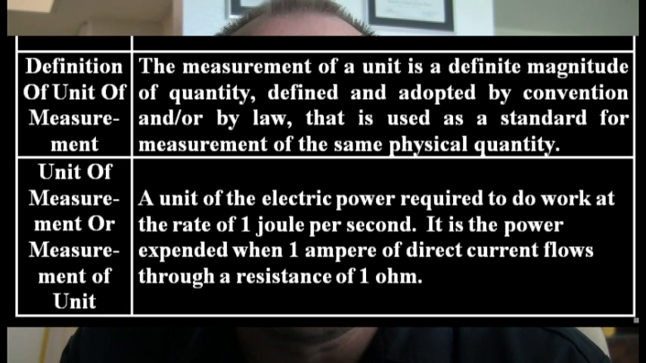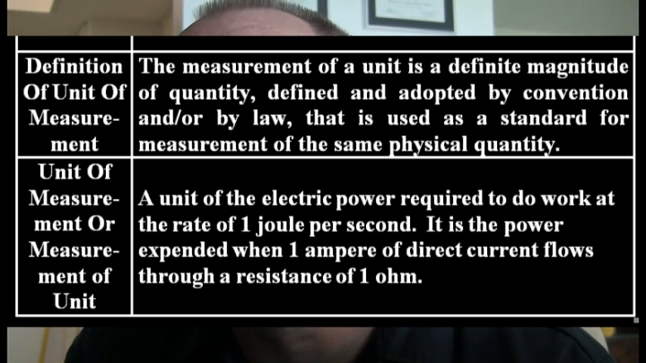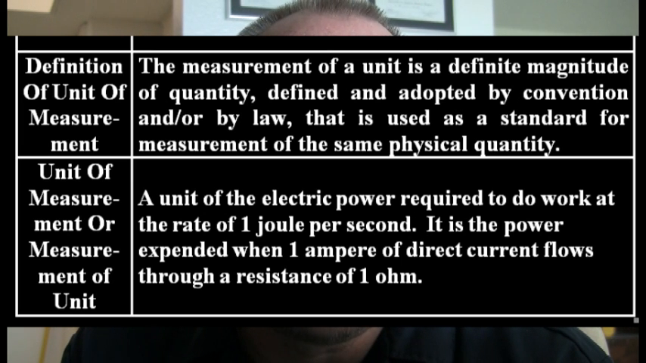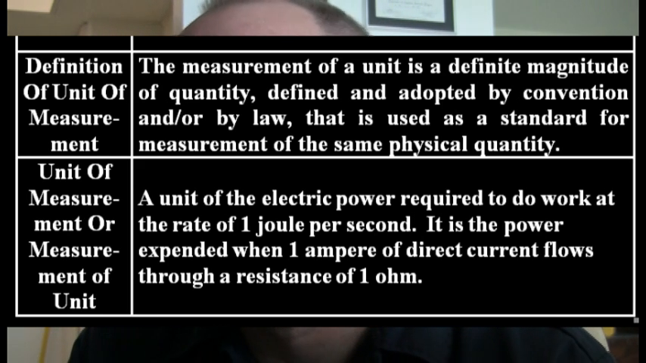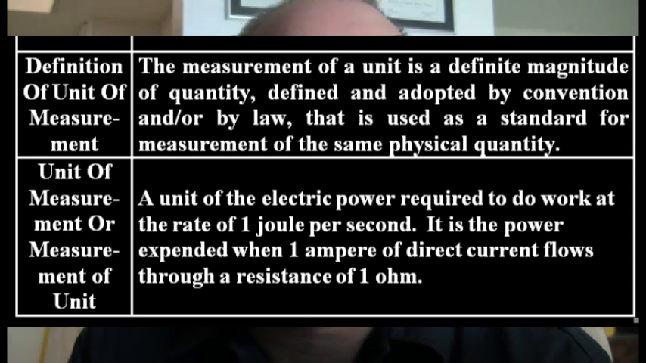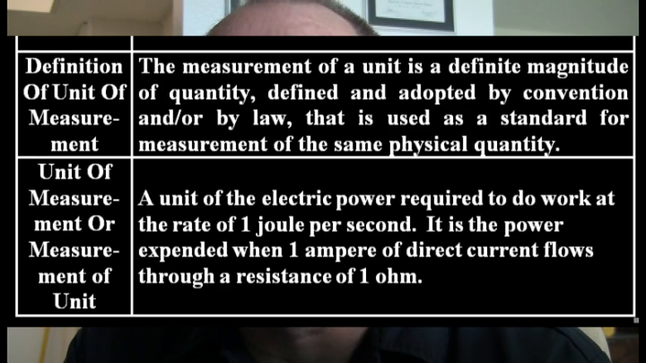What is the measurement of the unit called the watt? Well, they take a unit of the electric power required to do work at the rate of 1 joule per second. It is the power expended when 1 ampere of direct current flows through a resistance of 1 ohm. Okay, I'd be sure to memorize that one. Even though they don't define what a joule is.